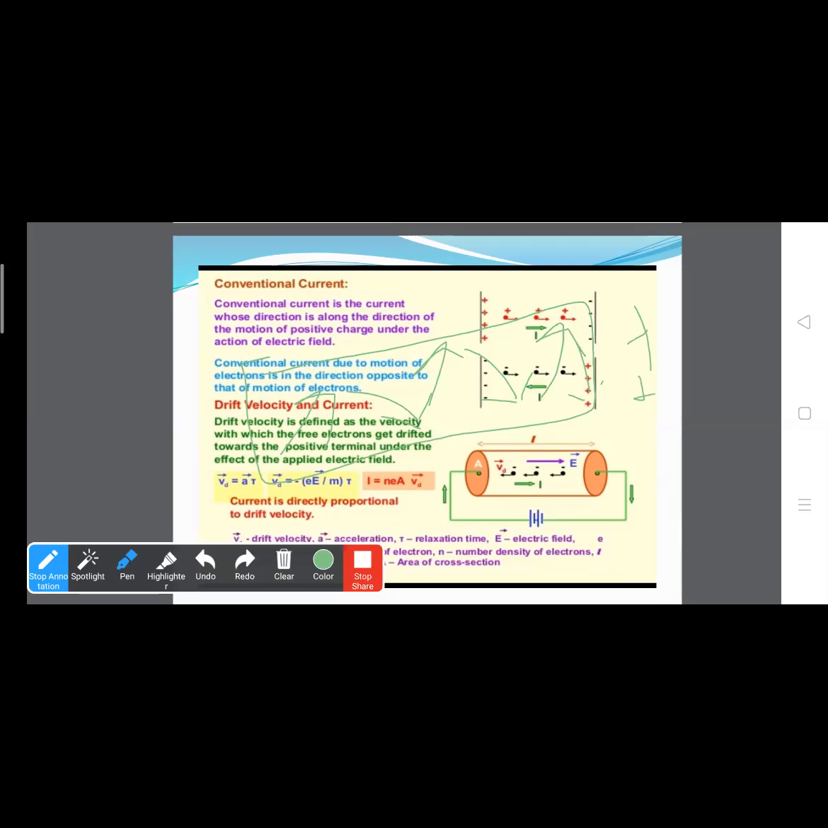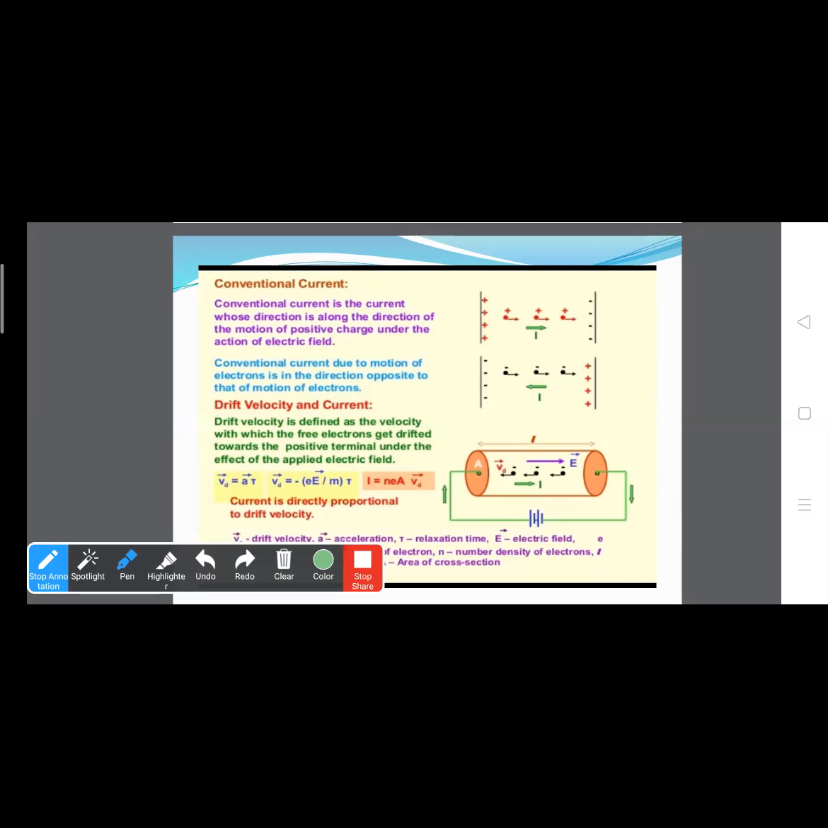So what is drift velocity? Drift velocity is defined as the velocity with which the free electrons get drifted towards the positive terminal under the effect of the applied electric field, right? Drift velocity is defined as the average velocity with which the free electrons get drifted towards the positive end of the conductor under the influence of the applied electric field. The drift velocity of an electron is of the order of 10^-4 meter per second, right?